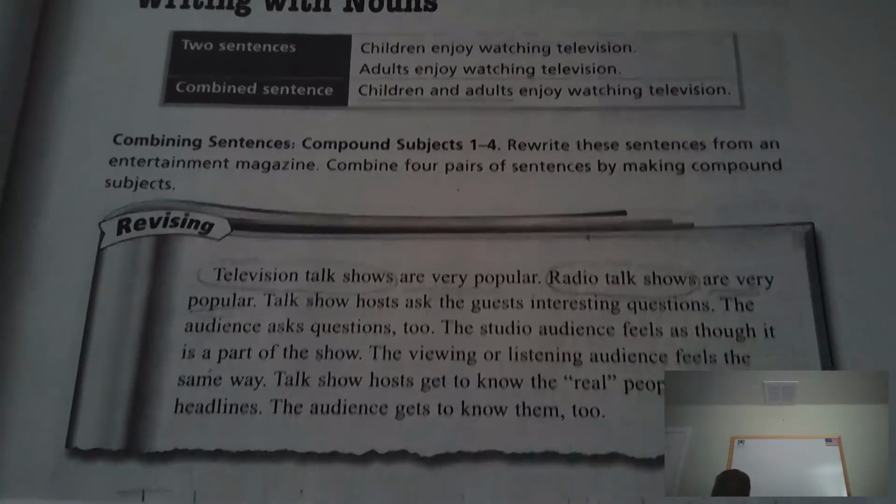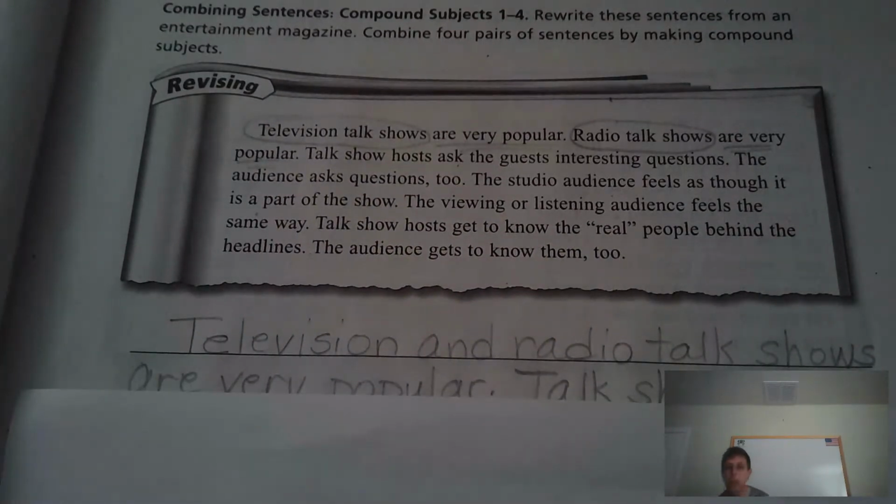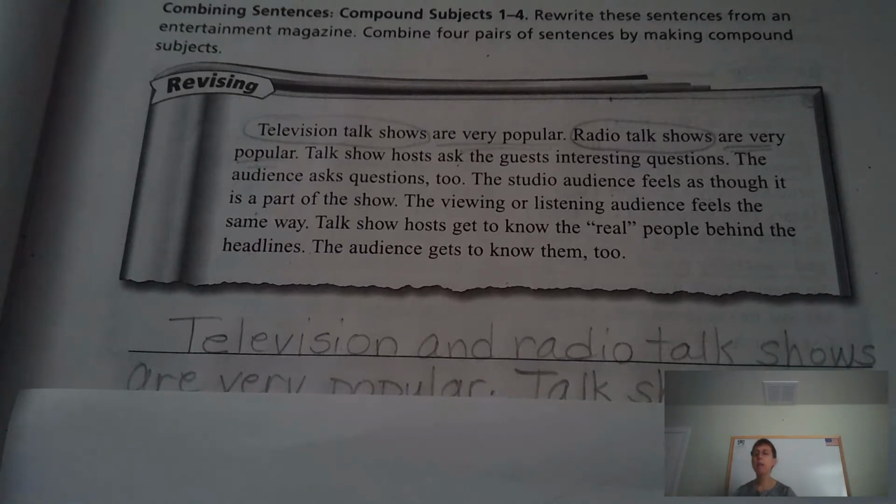Now, in this case, when we go to combine them, we don't need to say television talk shows and radio talk shows, because again, we don't need to repeat something twice. So what we can do then simply is say television and radio talk shows. Again, in writing, to make your writing more interesting and to have it flow a little bit better, you don't need to repeat. So we don't want to say television talk shows and radio talk shows are very popular. We can just simply say television and radio talk shows are very popular.